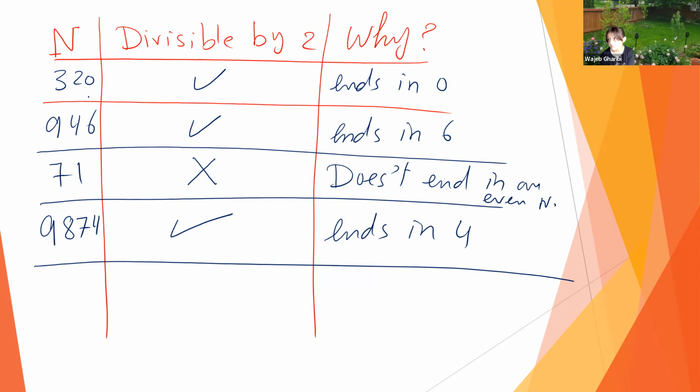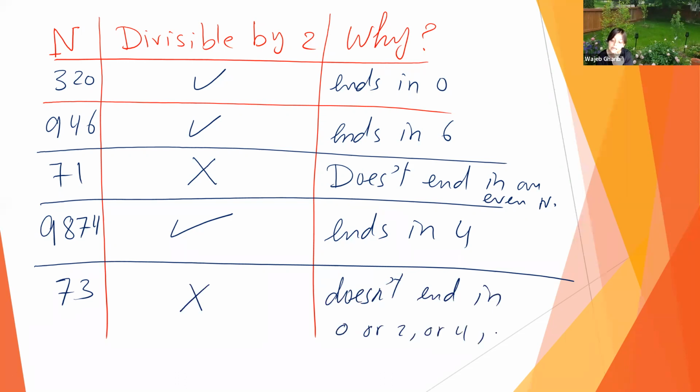Okay, how about, for example, 73? Is it divisible by 2? No, it is not divisible by 2. It doesn't end in 0, 2, 4, and so on. So it should end in an even number.